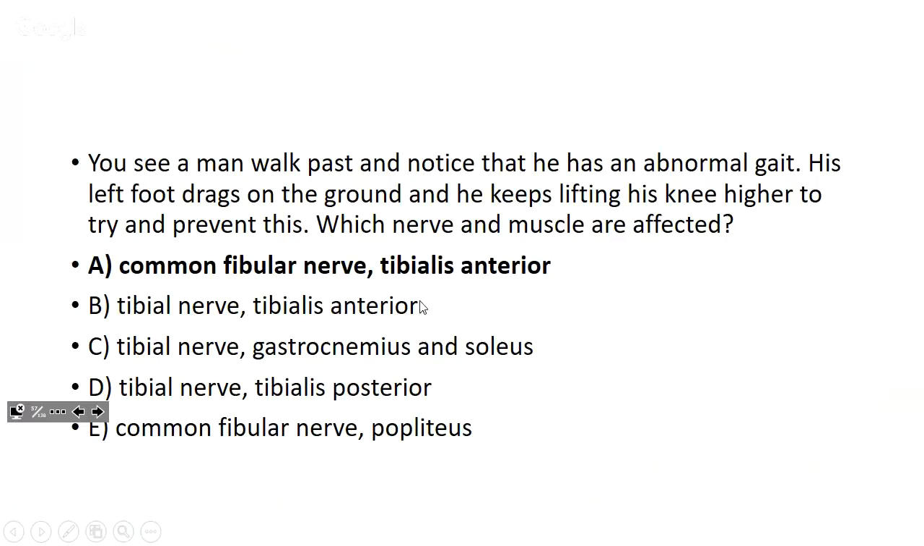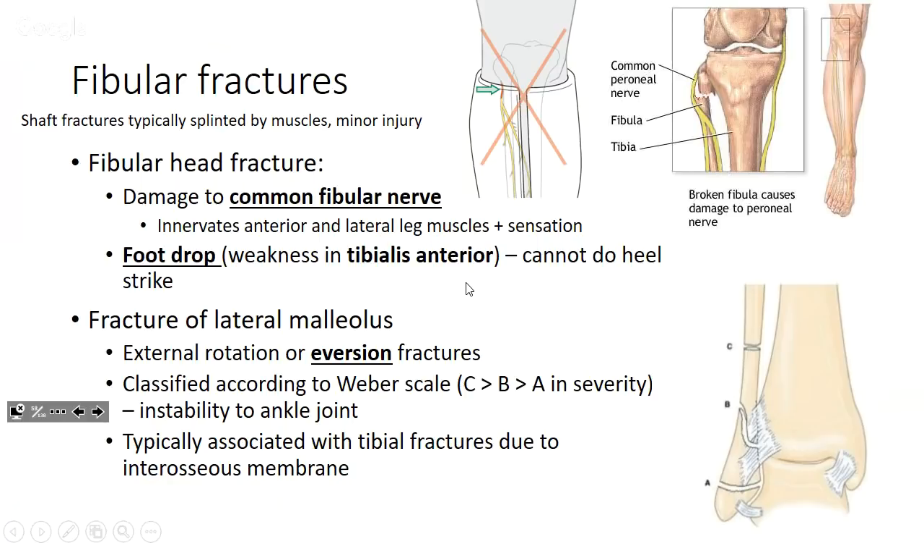Common things are common. So tibialis anterior, if you remember, is the muscle that helps you dorsiflex your foot. And so the common fibular nerve is important in supplying that. So if you remember, the common fibular nerve breaks up into two sections. One innervates the anterior leg muscles and one supplies the lateral leg muscles. But the most important one is really the tibialis anterior. So in a case of that, you wouldn't be able to do any heel strike.